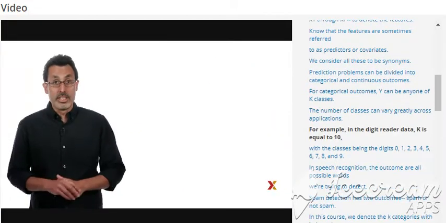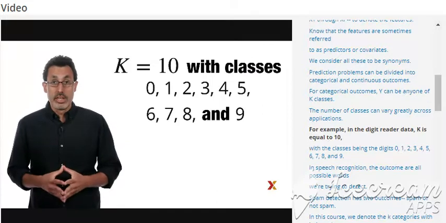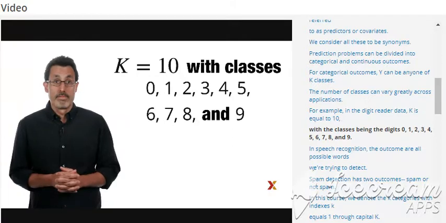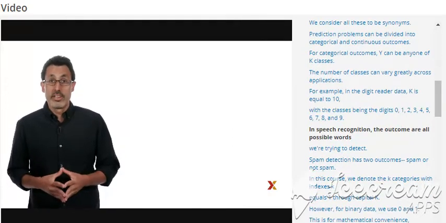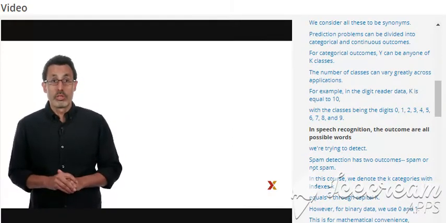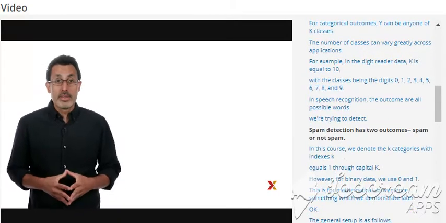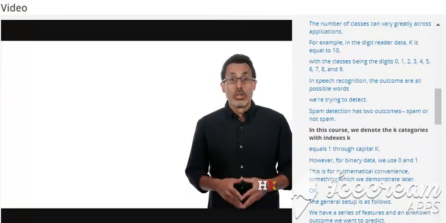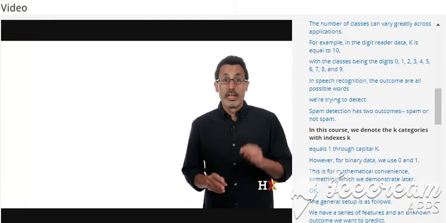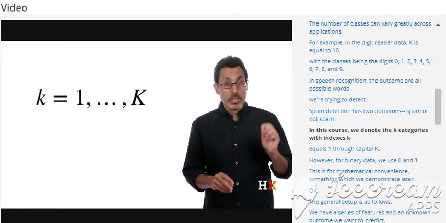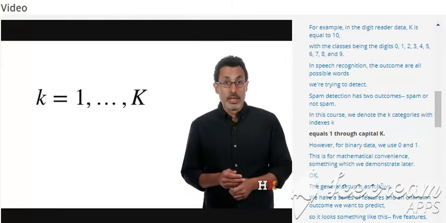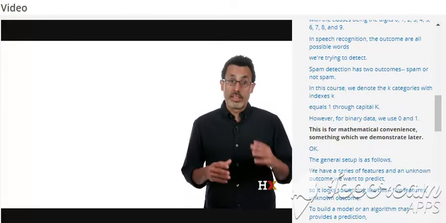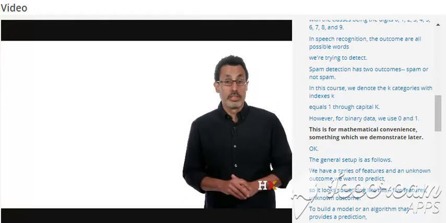For example, in the digit reader data, k is equal to 10, with the classes being the digits 0, 1, 2, 3, 4, 5, 6, 7, 8, and 9. In speech recognition, the outcome are all possible words we're trying to detect. Spam detection has two outcomes, spam or not spam. In this course, we denote the k categories with indexes k equals 1 through capital K. However, for binary data, we use 0 and 1. This is for mathematical convenience, something which we demonstrate later.